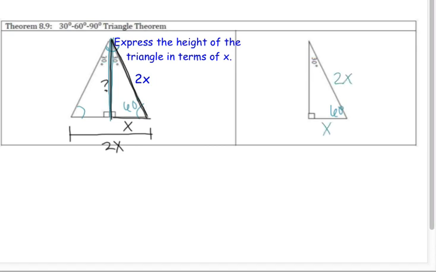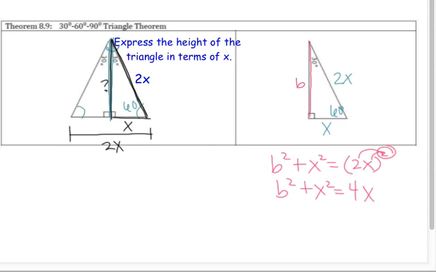And so I'm going to use the Pythagorean theorem to figure out what this last side is right here. So I have my hypotenuse, and let's call this side b for now. So I would have b squared plus x squared is equal to 2x squared, and it's all of it squared. So I would square each piece. So I would have 2 squared is 4, then x squared. And now I'm trying to figure out what b is. So I would subtract x squared from both sides. If I have 4x squared and I minus x squared, I'm going to get 3x squared.